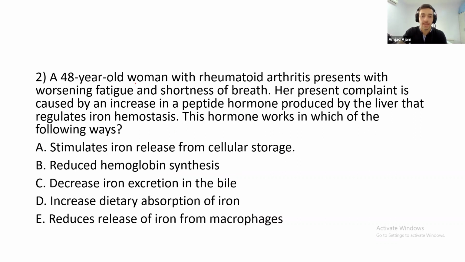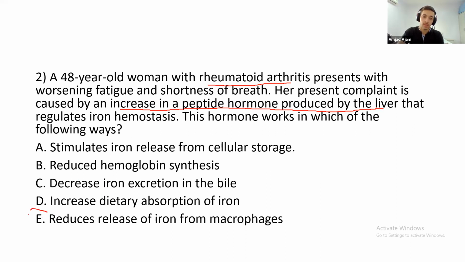A 48-year-old woman with rheumatoid arthritis presents with worsening fatigue and shortness of breath. Her present complaint is caused by an increase in a peptide hormone produced by the liver that regulates iron homeostasis. This hormone works in which of the following ways? Now, before, let me see. Yes, exactly, it's E. The answer is E. Why?